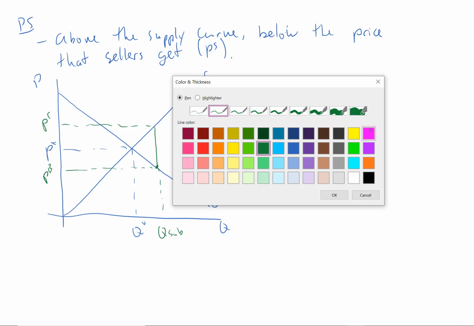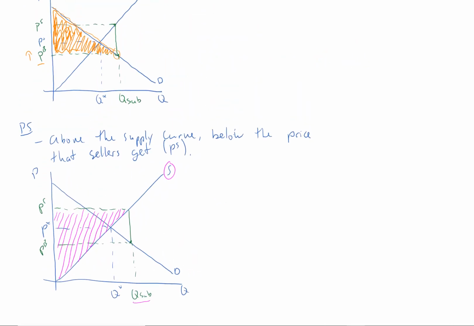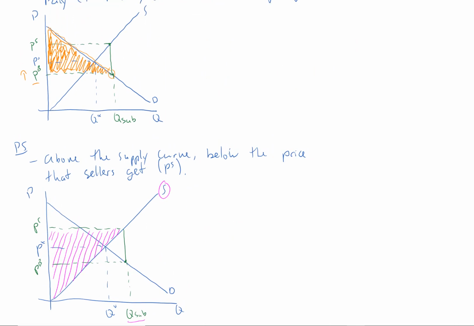And so let's do this in, let's say, pink. It's above the supply curve, so here's our supply curve, so we need to stay above it. We can only go to Q sub, and it's below the price the sellers get. So it's this big triangle there. So now we have these two overlapping triangles for our consumer surplus and our producer surplus.